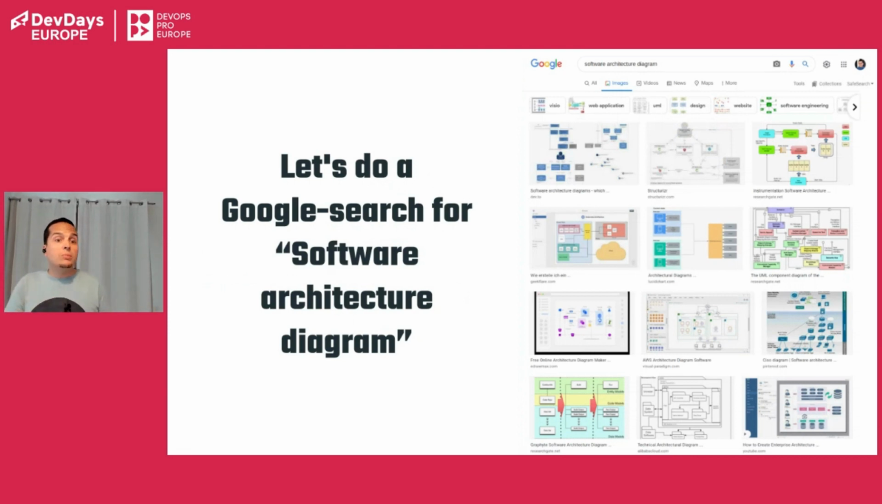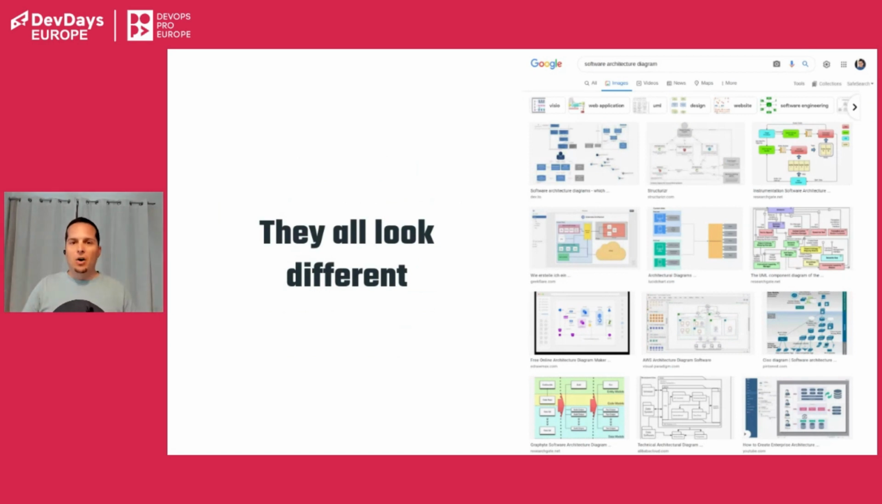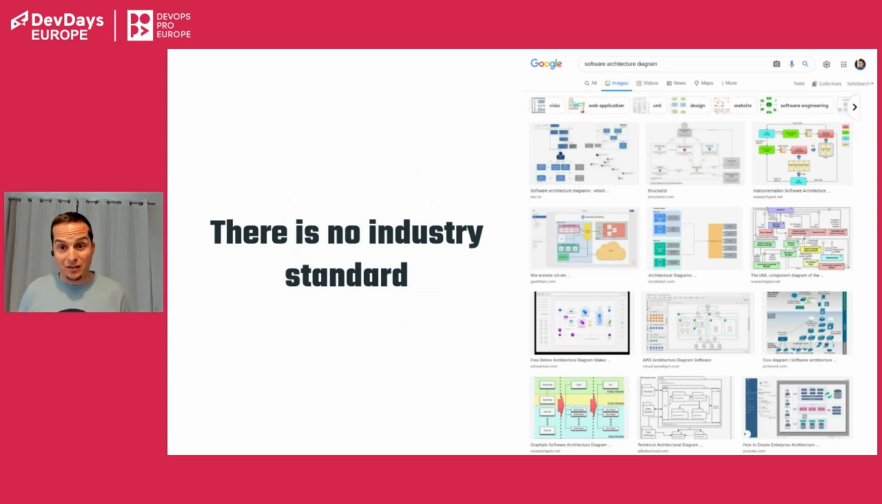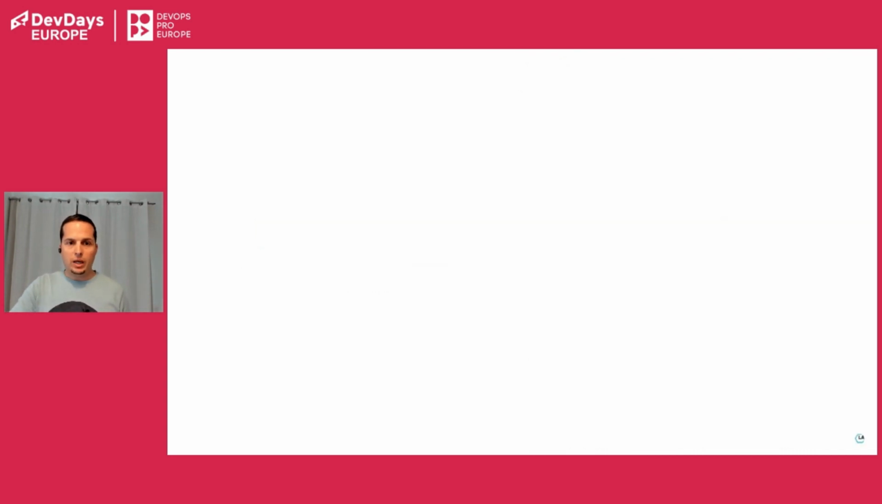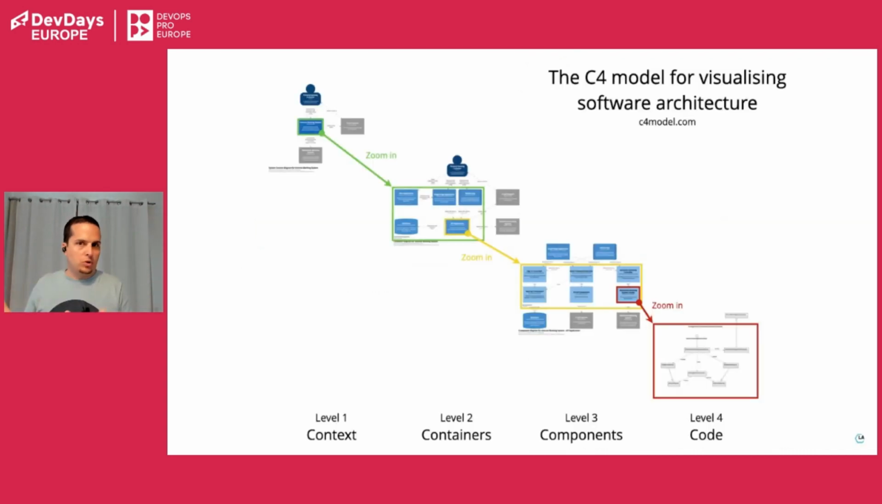We can also do a Google search for software architecture diagram, and what we see is that they all look different because there is no industry standard, actually. But they have stuff in common. They all have boxes. They sometimes have a user or some kind of actor, and they have lines connecting the actor and the boxes, describing some kind of relationship. So basically, they are block diagrams. And I will show you some block diagrams today.